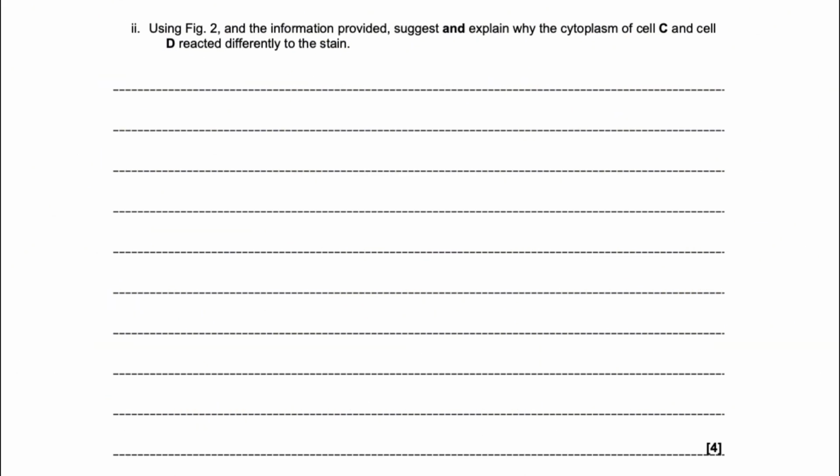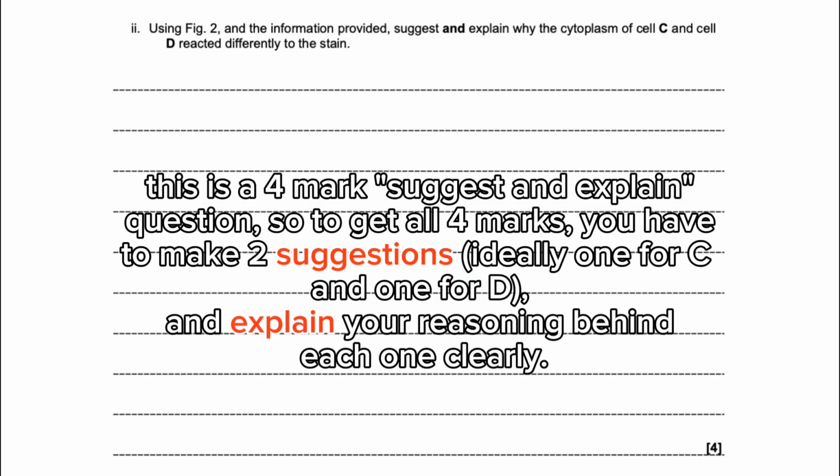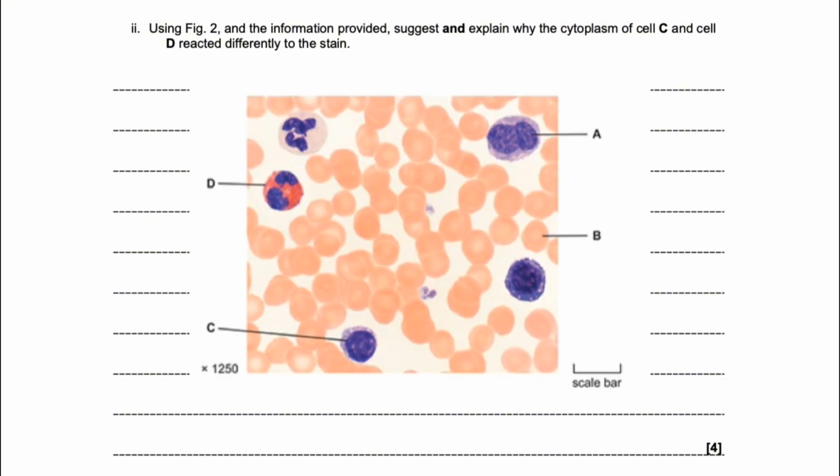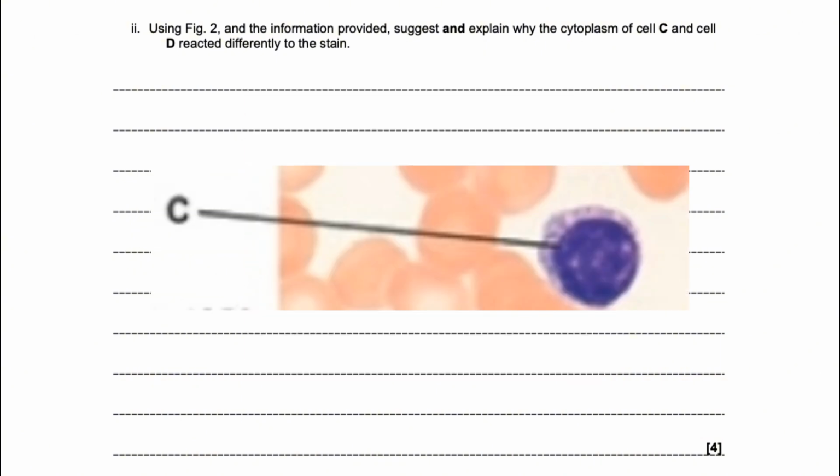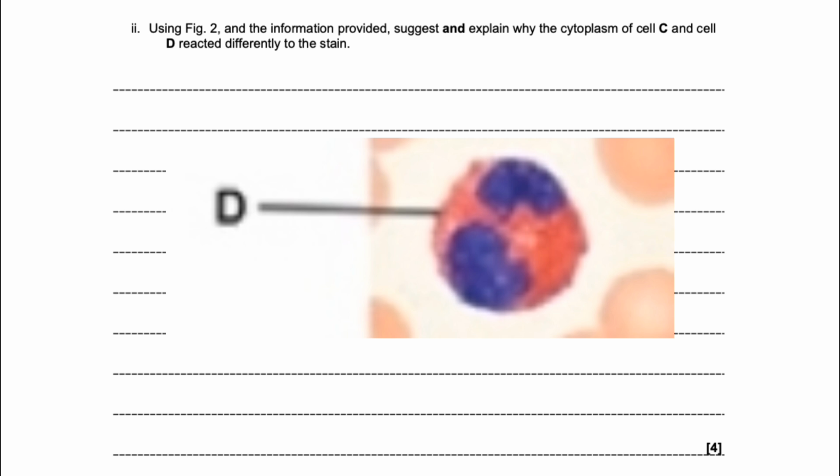Part II. Using Figure 2 and the information provided, suggest and explain why the cytoplasm of cell C and D reacted differently to the stain. On the image, you can see cell C is a bluish colour and cell D has a red colour while the nucleus looks dark blue.